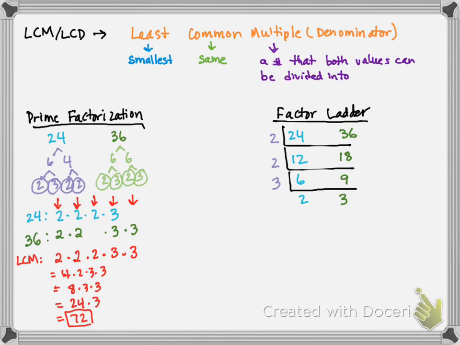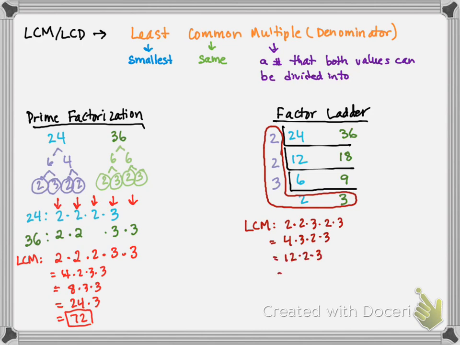Okay, you guys ready for the magic? When I want to look for the least common multiple, I'm going to look at all the outside numbers. And if you notice, it forms a big L. So for LCM, I take the vertical numbers and multiply them by the horizontal numbers on the outside. So that gives me 4 times 3 times 2 times 3, 12 times 2 times 3, 24 times 3, and again I get the answer of 72.